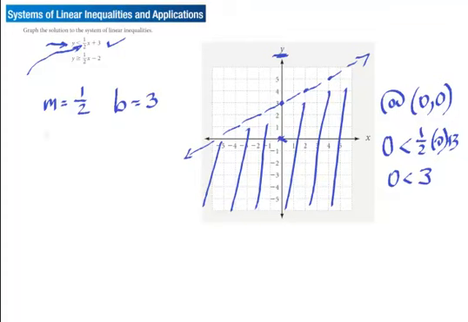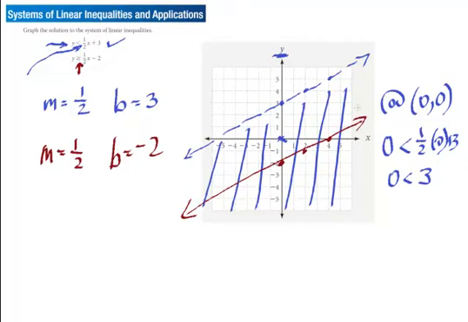Y is greater than or equal to 1/2 x, so m equals 1/2. And in this case, the y-intercept b is -2. The slope was 1/2, so I'm going to write 1/2, and then I'm going to rise 1, run 2, rise 1, run 2. This line will be solid because it is greater than or equal to. So if there's an equal to mark in there, draw a solid line. If there's not one, you don't.